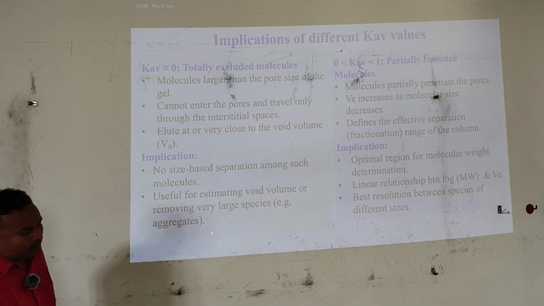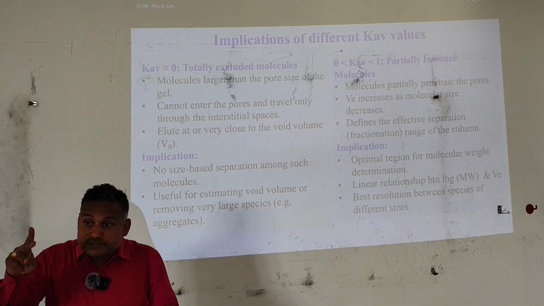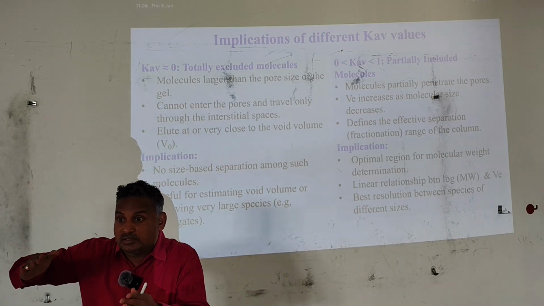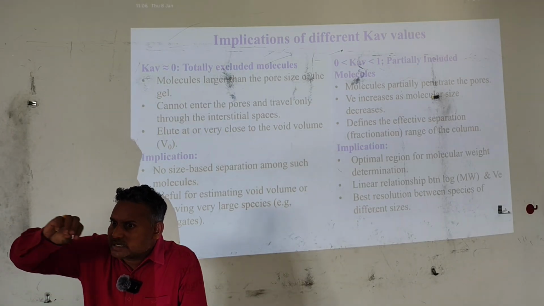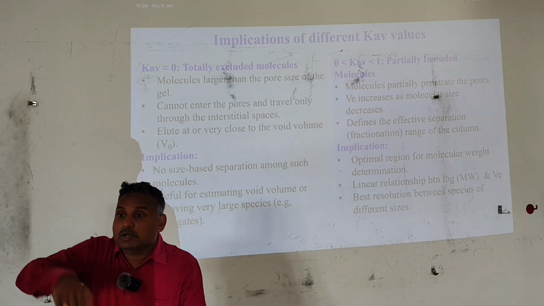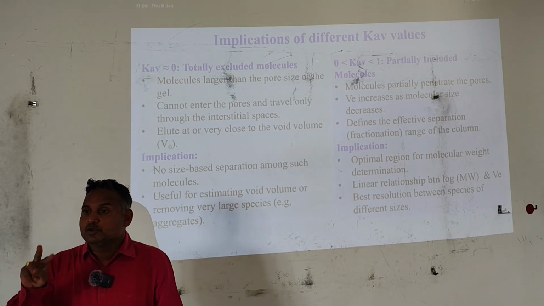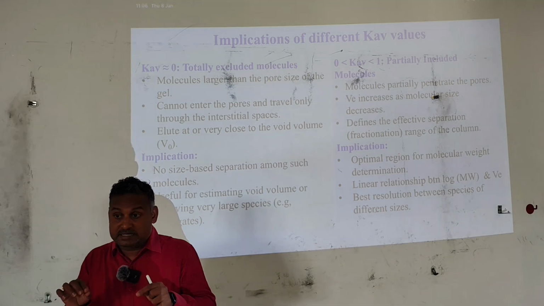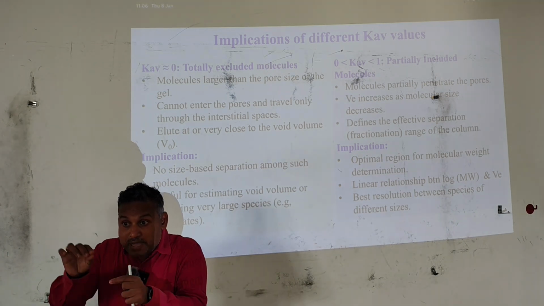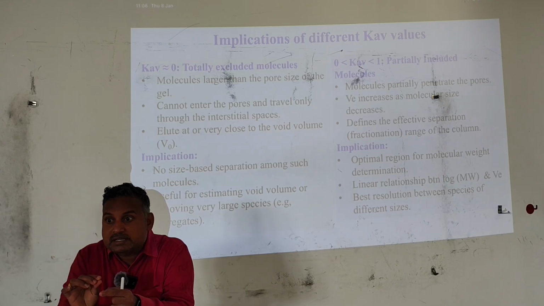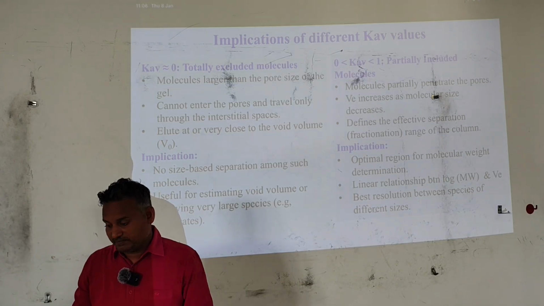That's it. For example, if you have two components which have very large molecular size, and both of them are not entering the pores, both of them will come out at once. That means the two components are not separated. That's why I told you, in order to separate a mixture, there must be a matching of what? Molecular size and the pore sizes of the stationary phase.